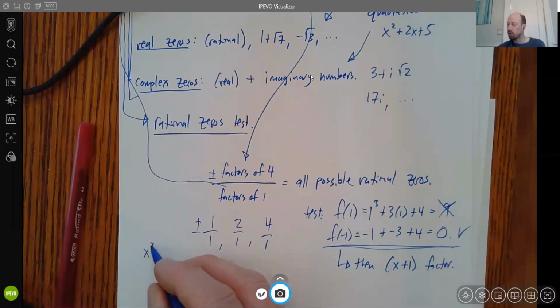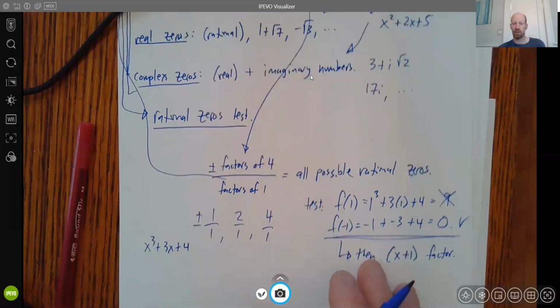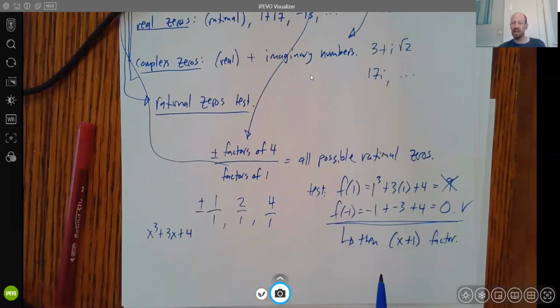Write that here, x cubed plus 3x plus 4. That's my original polynomial. And so what I'd like to do here is use division. Since this is a factor, it should divide evenly into this polynomial. And when I do that division, I'm going to figure out what the quotient is, which is the part that multiplies by the x plus 1.